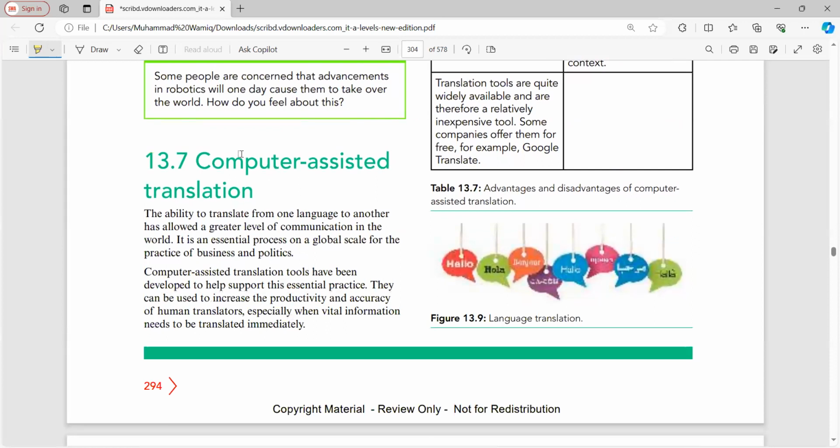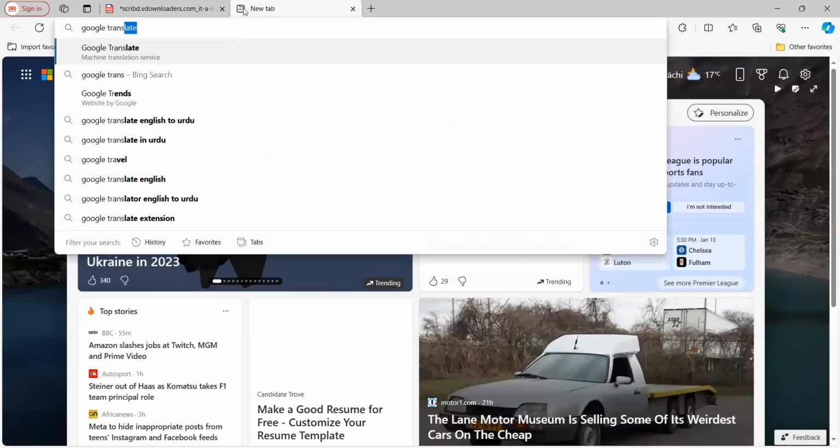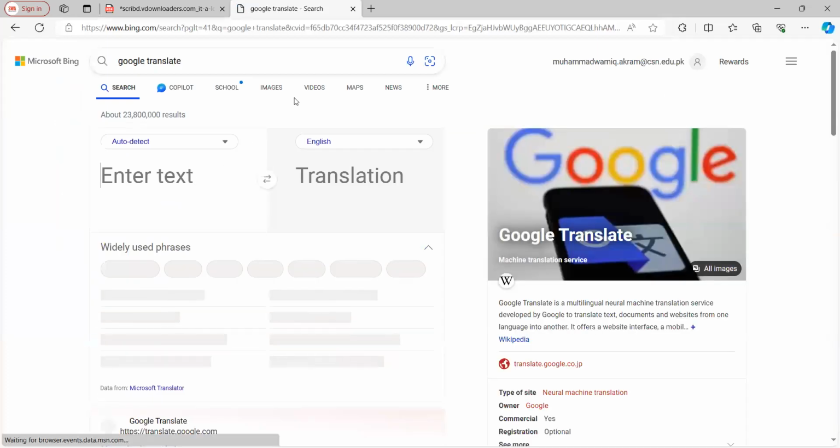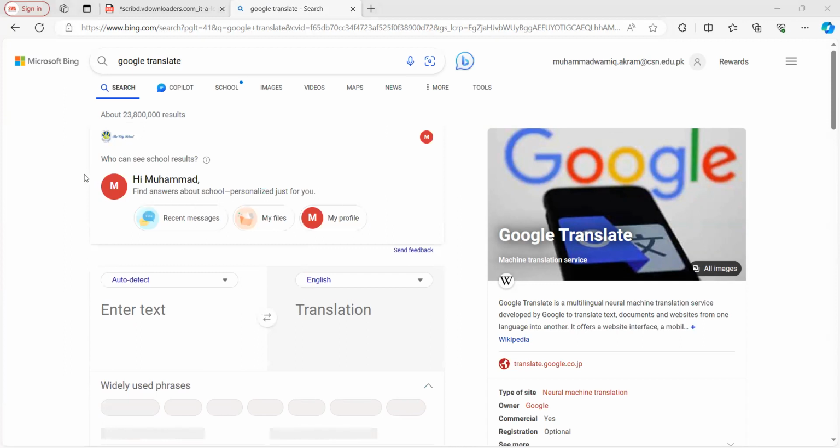In 13.7, we are going to discuss computer assisted translation, and computer assisted translation is one example of Google Translate as well. Like this one right in front of you, you can see that this is a computer assisted translation.